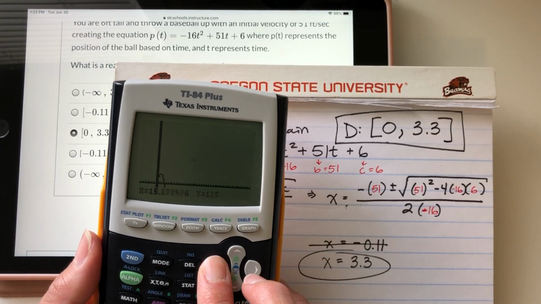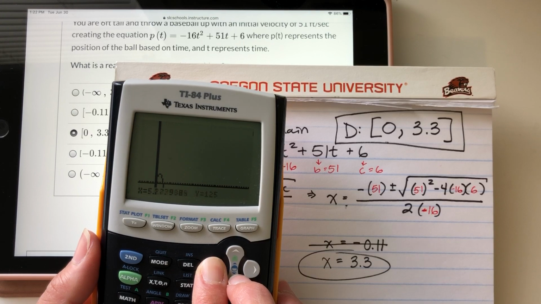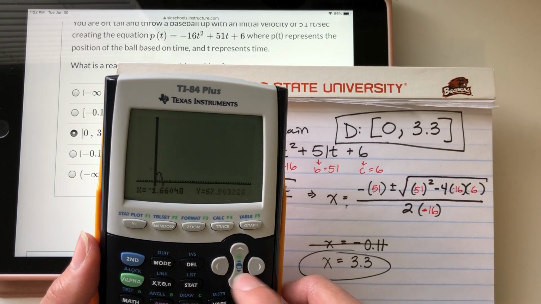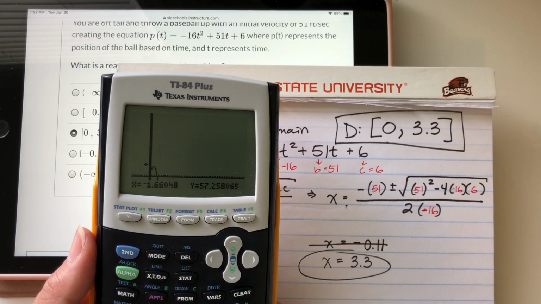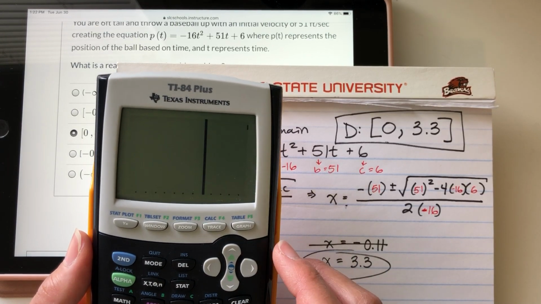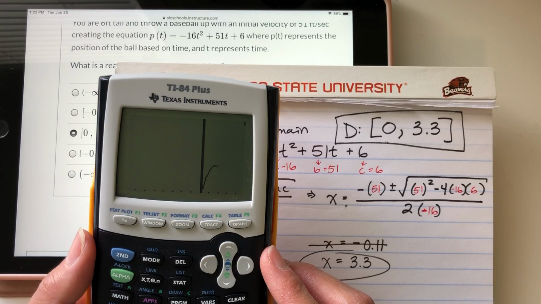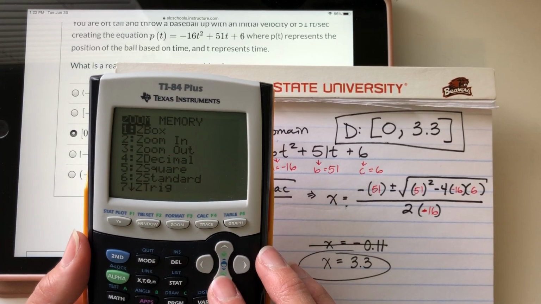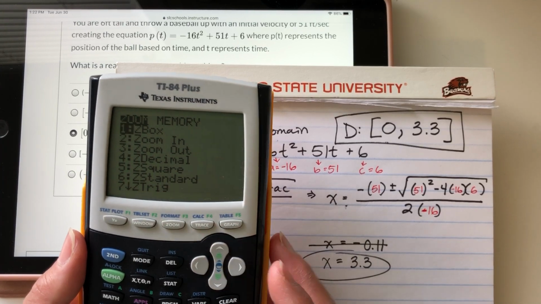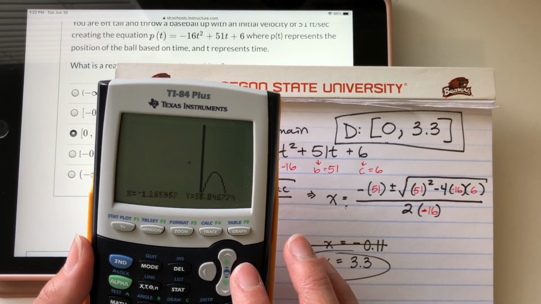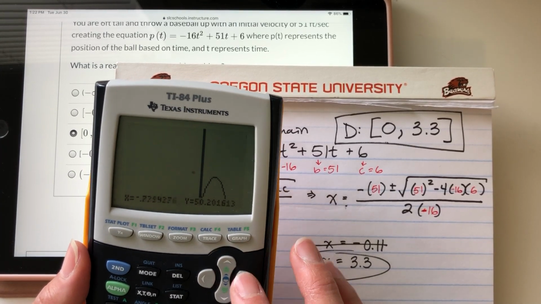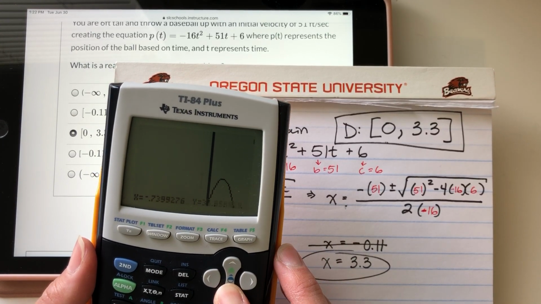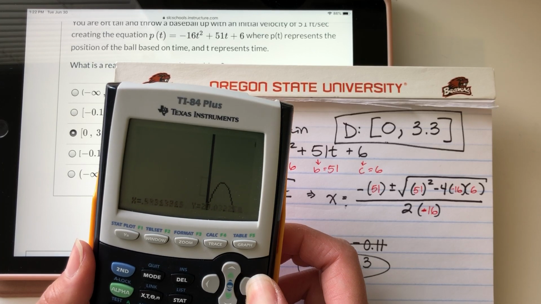I think that would be the easiest. But basically you want to play with your zoom and your window until you can see it pretty clearly. So notice with the zoom, I just move the cursor around and I press enter, and that's going to zoom in hopefully around it. So now I can kind of see, let me just do this, zoom box, because then I can just really focus in on the part of the parabola that I want. So I press enter and I literally create the box that I wanted to zoom in around.